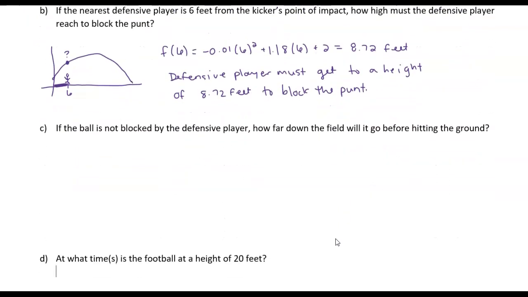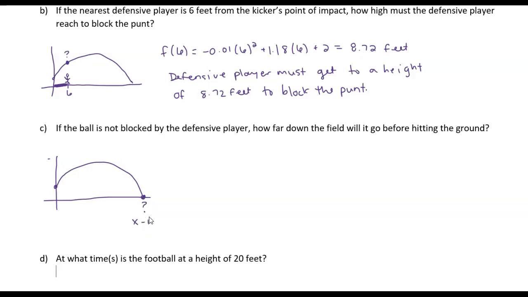Okay, so now it's saying, if the ball is not blocked by the defensive player, then how far down the field will it go before hitting the ground? So here's another type of question they can ask. Once again, we'll just redraw this out. So now they're wanting to know, if it's not blocked by the defensive player and the football travels as far as it travels down the field, when does this happen? What is this x value here?